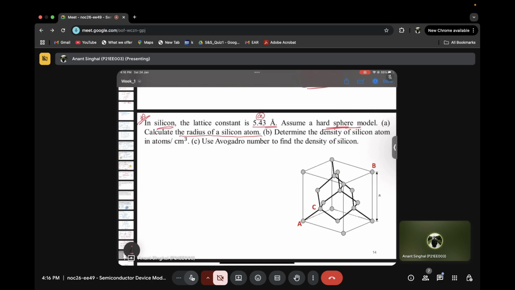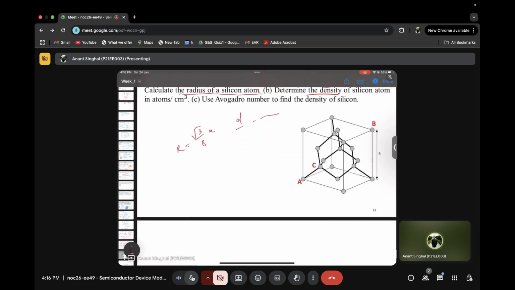So you need to calculate the radius. We have already known that it is nothing but root 3 by 8 a, and the density of the silicon. So again the same process: you need to find the atoms per unit cell, then the atomic mass of each atom, and then finally the density. You can take a screenshot or a picture of it and let me know your answers in the upcoming week, or you can mail me anytime.